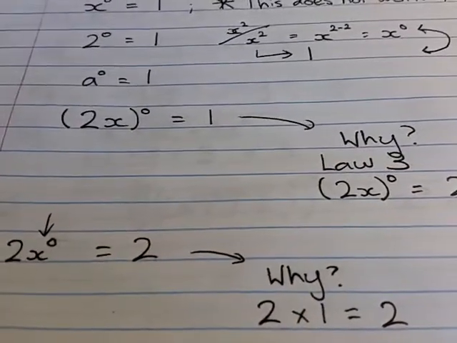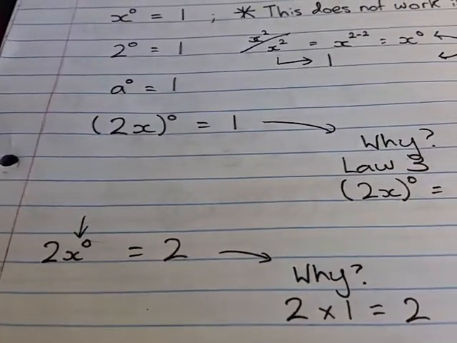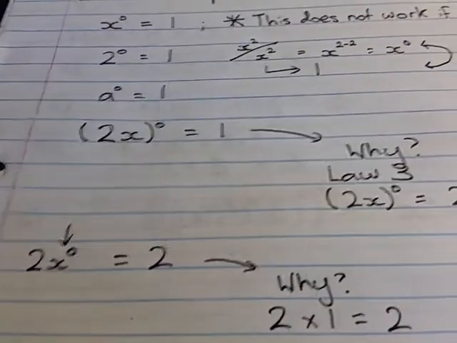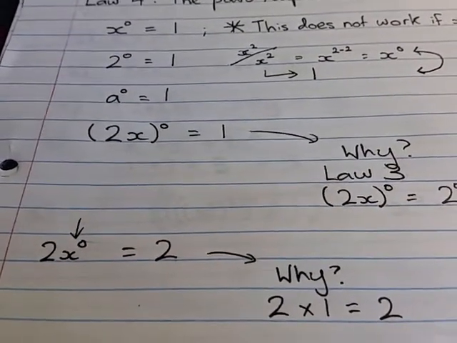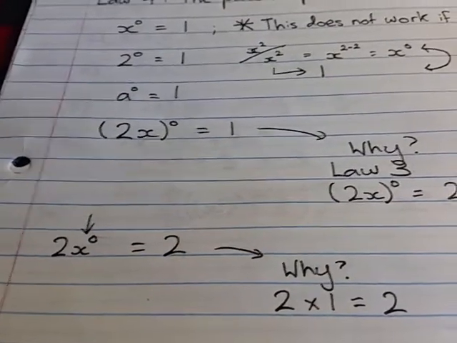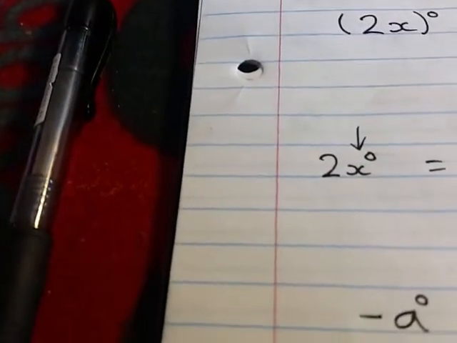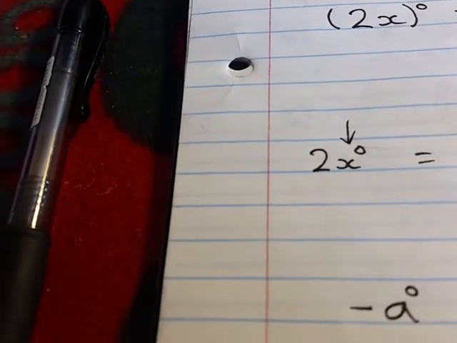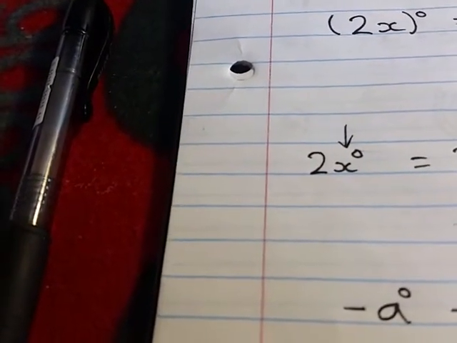So this situation forces you to look out for what is actually being raised to the 0 before you give the final answer, or before you say it just all equals 1. Another thing that tends to catch people out is this situation. Negative a to the power of 0.